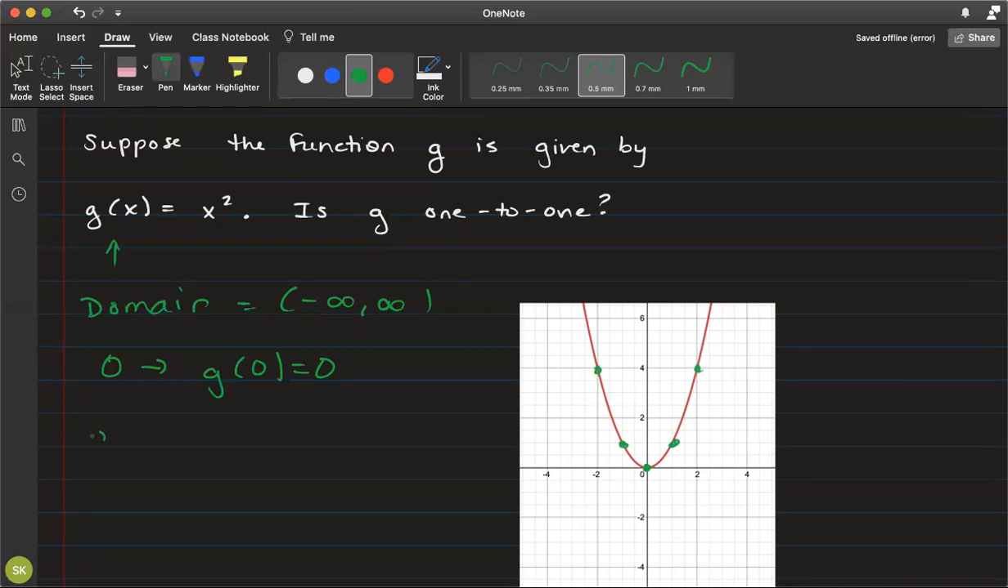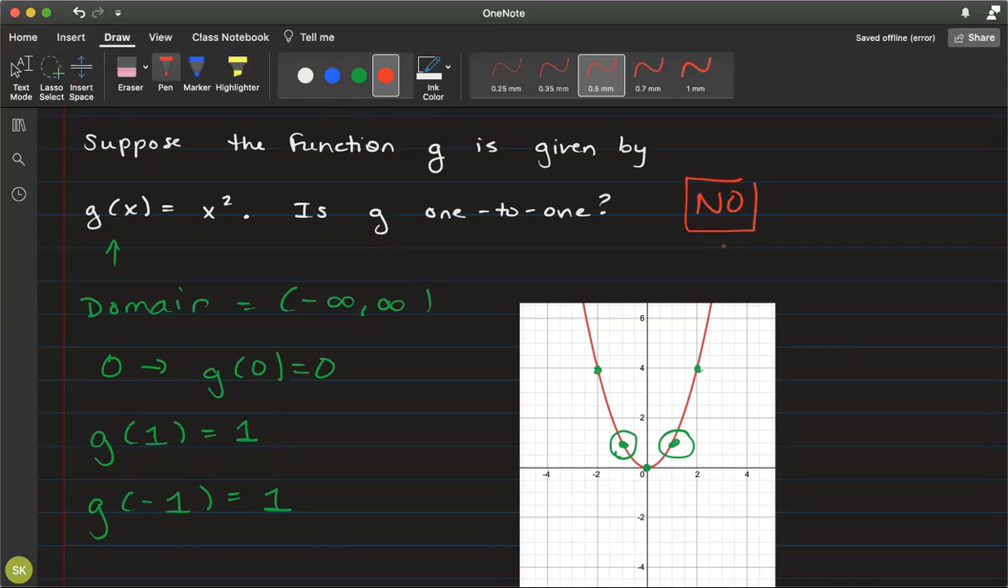So if I plug in 1 into this function, I get 1, which I have that point right here. At the same time, if I plug in negative 1, I get the value 1, because negative 1 squared is 1. And you can see I have that point here. Here I have two different x values going to the same y value. And because we're being sent to the same y value, this is not a one-to-one function. So the answer is no.